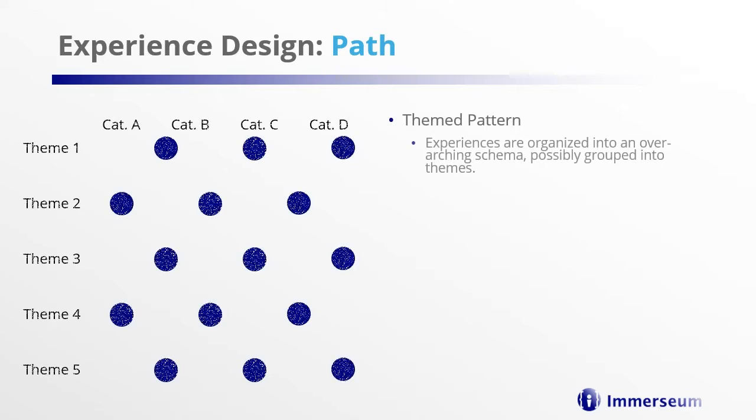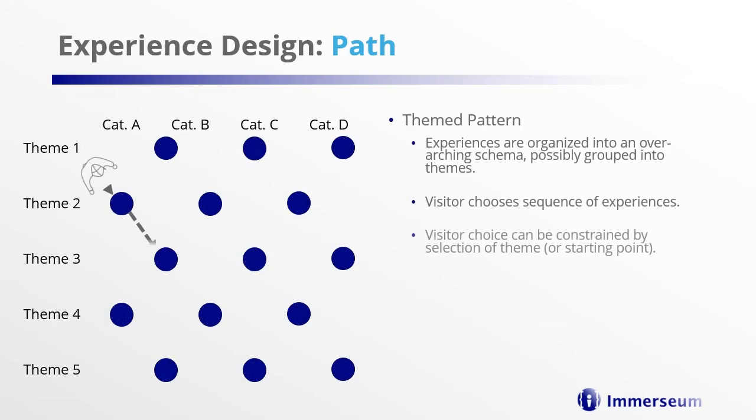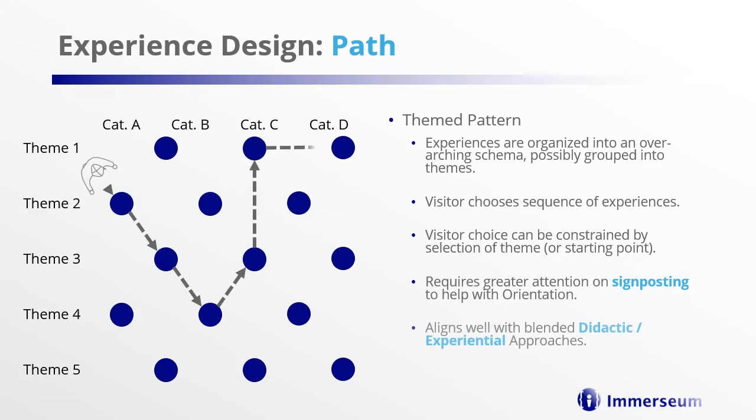Then you've got what's called the themed pattern, or the multiple path option. And this is the diametric opposite of the linear path. This is where you've got a whole bunch of things that may be grouped into different themes, grouped into different areas. And the visitor can largely choose what sequence they interact with things in to build this organic understanding of the subject matter.